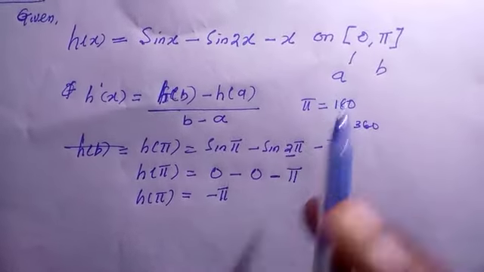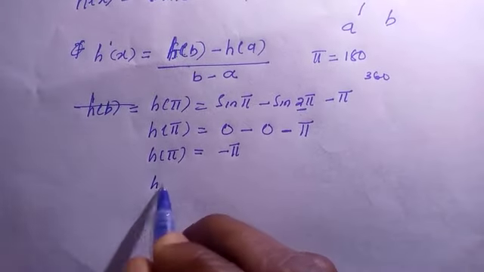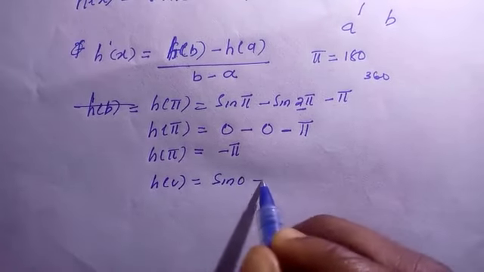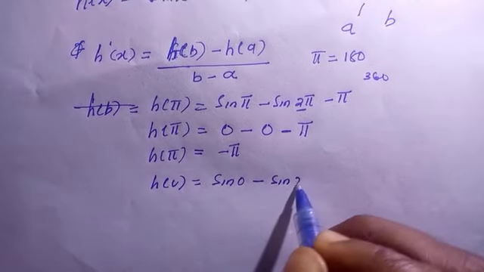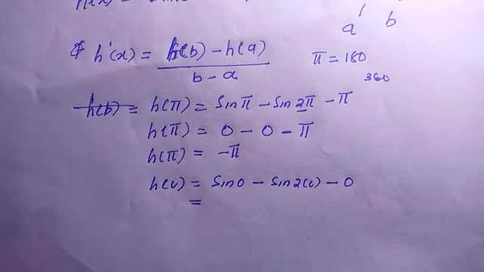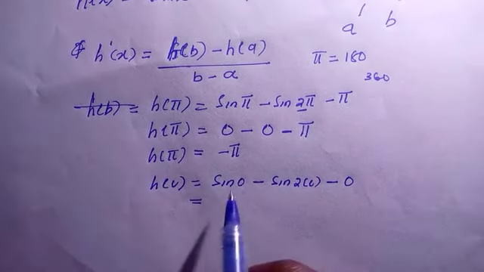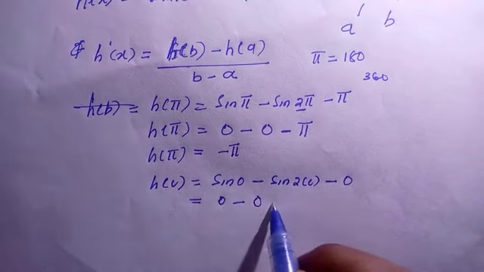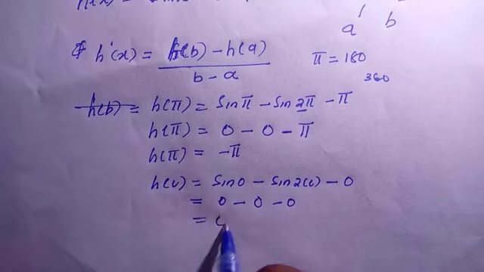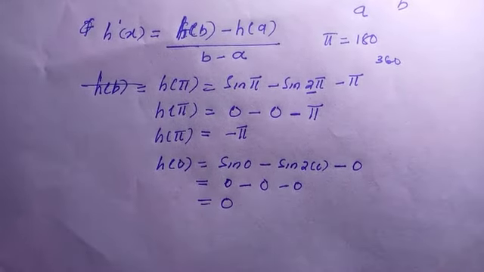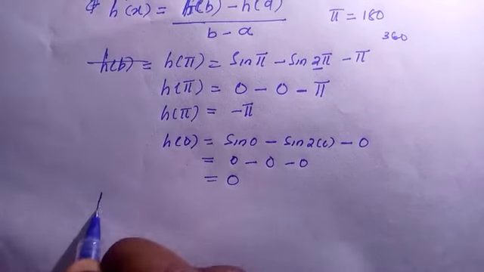And for the second one, at a equals 0, we have h of 0 equals sine 0 minus sine 2 times 0, minus 0. The entire thing becomes 0, because sine 0 is 0 and sine of 2 times 0 is still 0, so we have 0 minus 0. So h of 0 equals 0, as h of b and h of a.